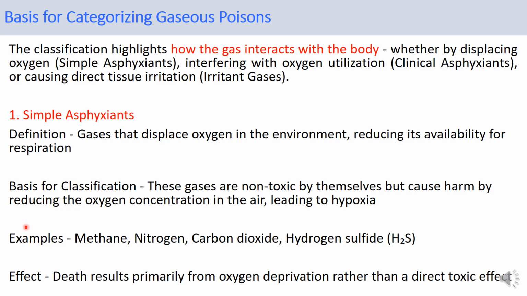Simple asphyxiants are gases that do not react with the blood or with the body. They just replace the oxygen in the environment, reducing its availability for respiration. The examples are methane, nitrogen, carbon dioxide, and hydrogen sulfide. Some of these gases could be in another category as well, as a chemical asphyxiant. However, death results primarily from oxygen deprivation rather than a direct toxic effect.